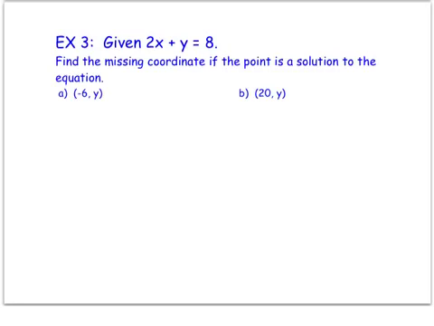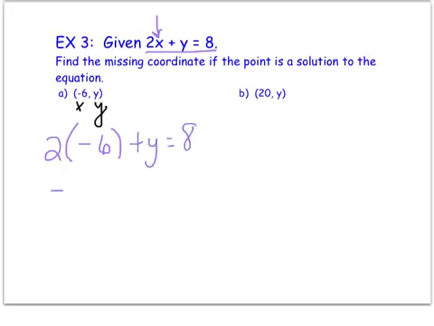Okay, it says find the missing coordinate if the point is a solution to the equation. So here we go. We're going to label our x and our y. This is our x, and that's our y. So where we see x, we're going to go ahead and plug that in. So we get 2 times negative 6, because here's my x, plus y equals 8. I get negative 12 plus y equals 8.